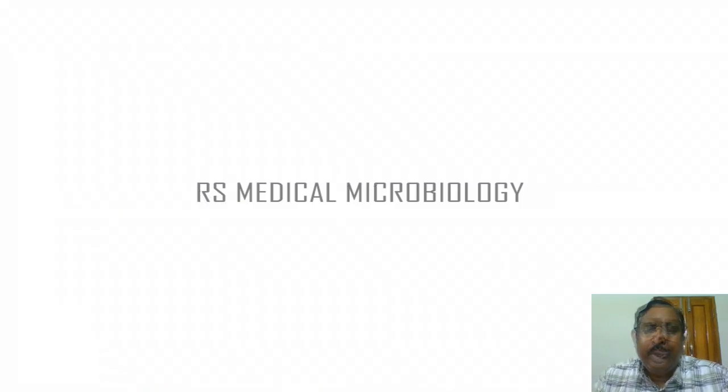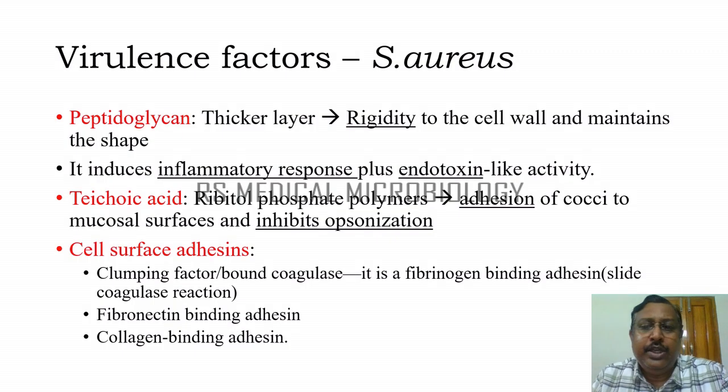We'll look at the virulence factors of this organism. So, all of you know, this has a very thick cell wall. That gives a basic rigidity for the bacteria to maintain its shape. Along with that, it also has some inflammatory properties as well as endotoxin-like properties.